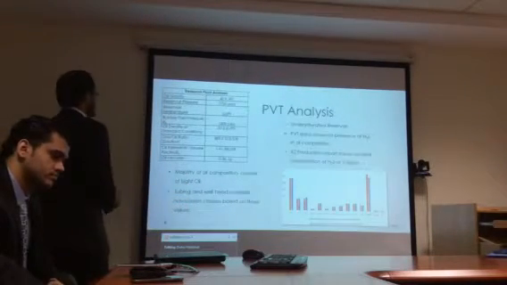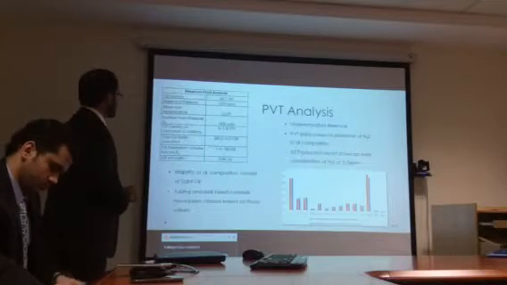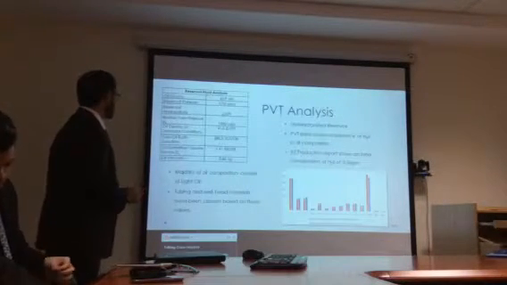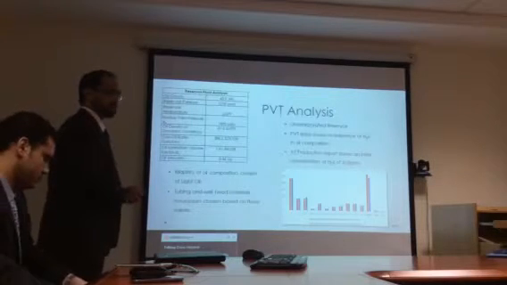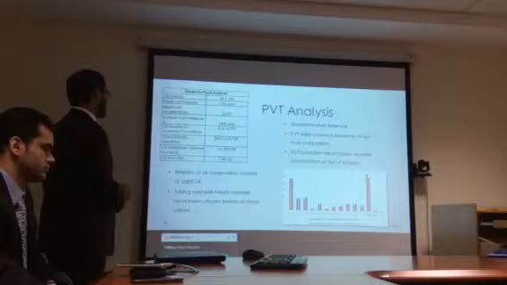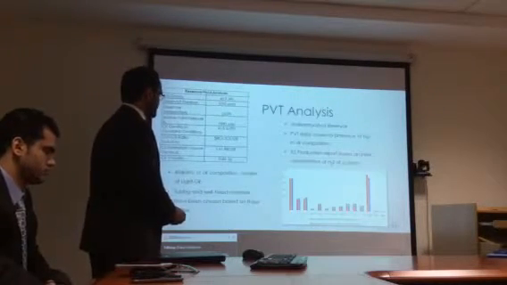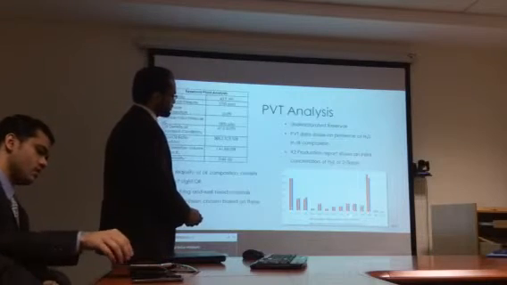The oil gravity is 40.9 API, indicating light oil. Reservoir pressure is 5,700, bubble point at 1800, so it's an unsaturated reservoir. The reservoir temperature is 263 degrees Fahrenheit. The histogram below shows you the concentration of different carbon molecules present.